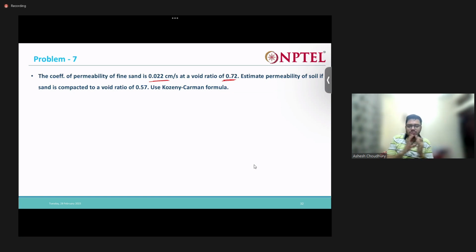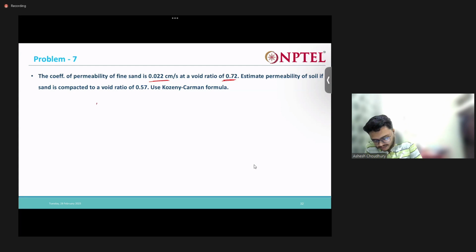So in coarse soil, if the soil is compacted, means tightly packed, if the soil particles get tightly packed, then obviously the permeability is going to change. Right, obviously the permeability is going to change. So at one void ratio, we have the coefficient of permeability. Now it's been asked to us, at the other void ratio, means at a lower void ratio, what will be the coefficient of permeability? Okay, and we are being asked to calculate this using the Kozeny-Karman formula.